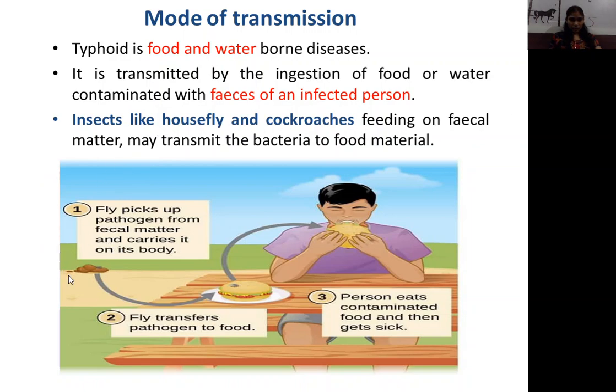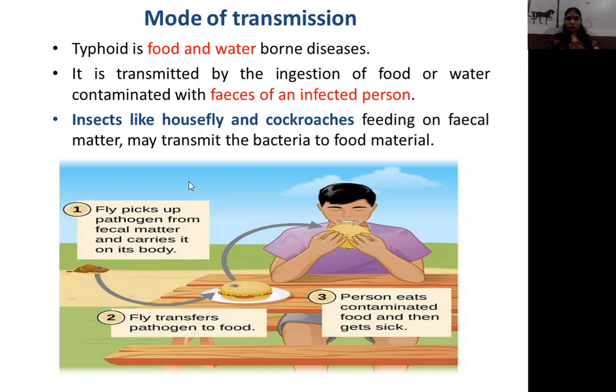See here, suppose this is fecal matter and the housefly and cockroaches feed on that fecal matter. The same houseflies and cockroaches also feed on the food. That food is eaten by humans. So indirectly, the fecal matter which contains Salmonella typhi is passed through the food to the human.